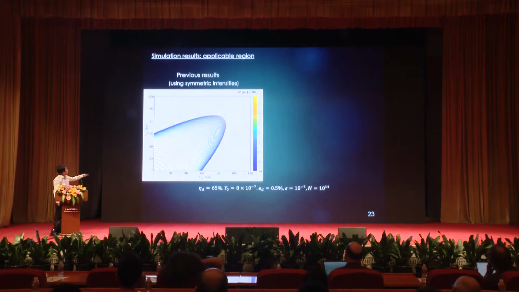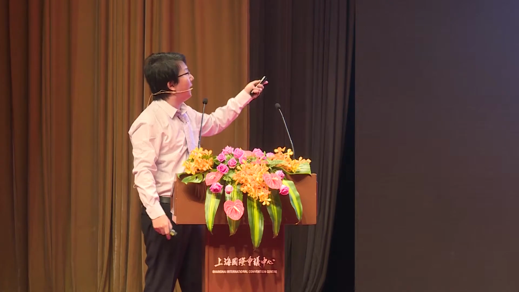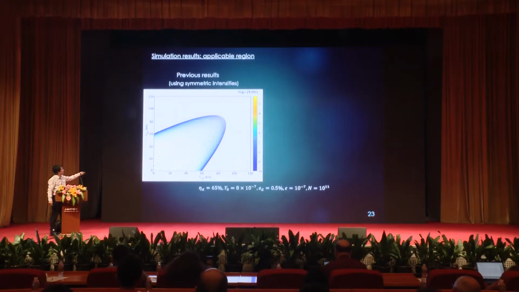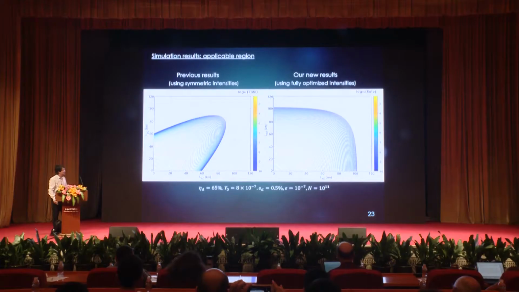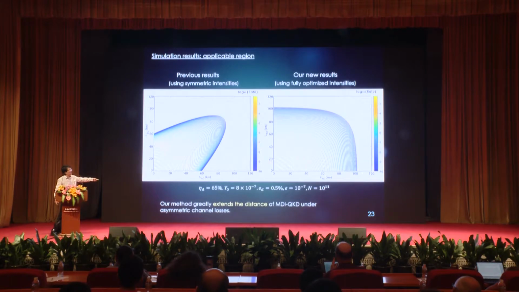So first, we plot out the 4-intensity protocol, which uses the symmetric intensities over LA and LB. As we can see, the contours of the key rate are limited to the symmetric regions, which are close to the diagonal line. And as it deviates from the symmetric point, the key rate will degrade very quickly. But now, with our method, we can see that we have a much wider applicable region for MDI-QKD with good key rate. In fact, even at highly asymmetric cases of 100 kilometers and 0 kilometers, you can still get a good key rate. So we have a much higher freedom in choosing the channels of MDI-QKD.